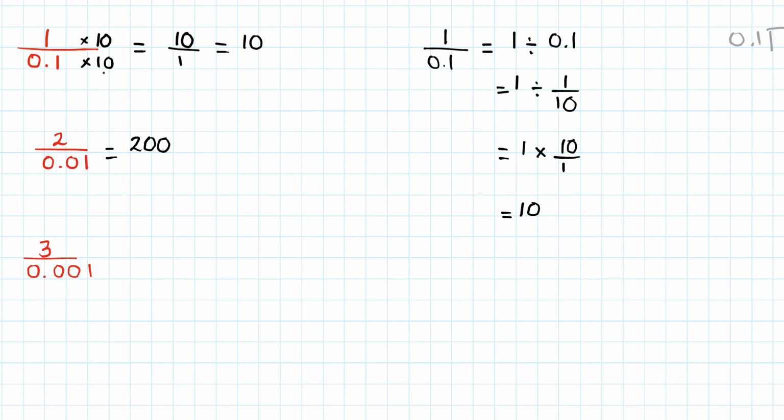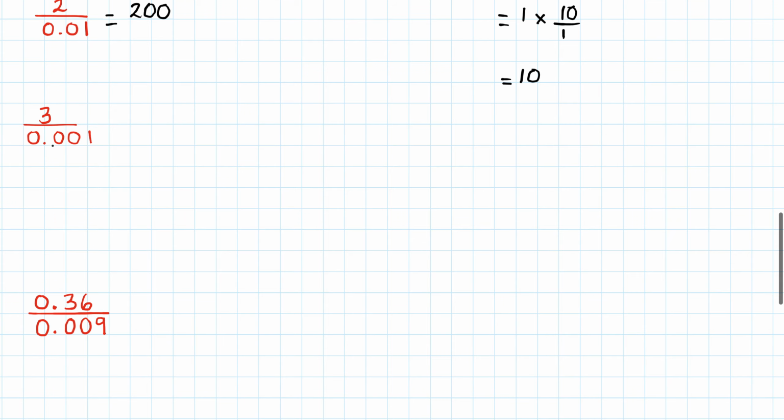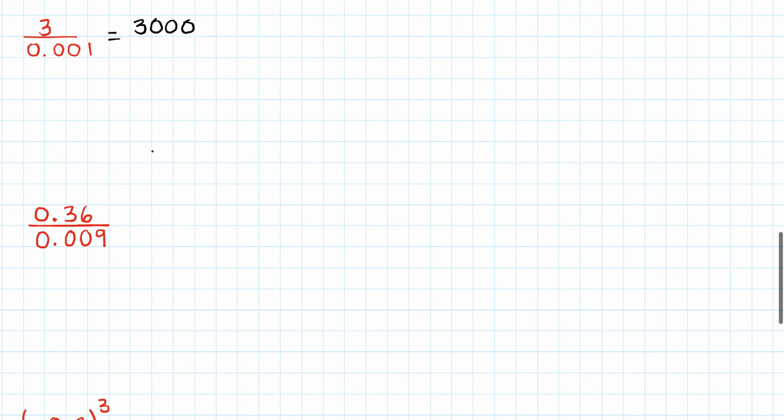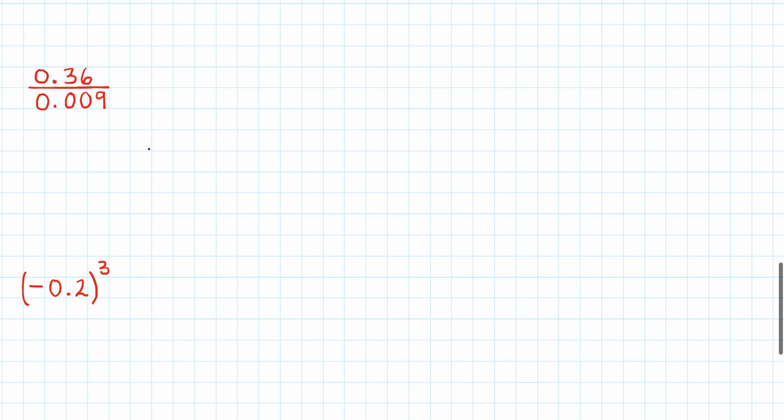Very quickly. If you don't believe me and you have to do either of these operations, do it and verify. What about this one? 3 over 1,000. So it's going to be 3,000. That quickly. Okay, girls? Check it out if you don't believe me. Okay, let's do these ones. So we have a few more here to do.